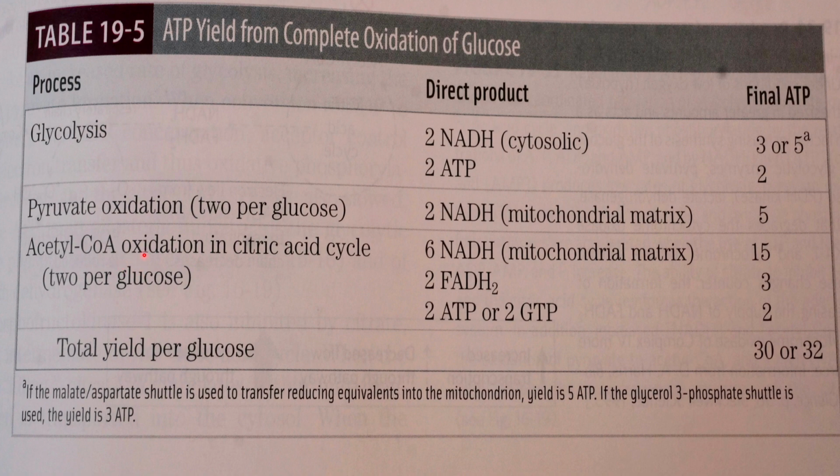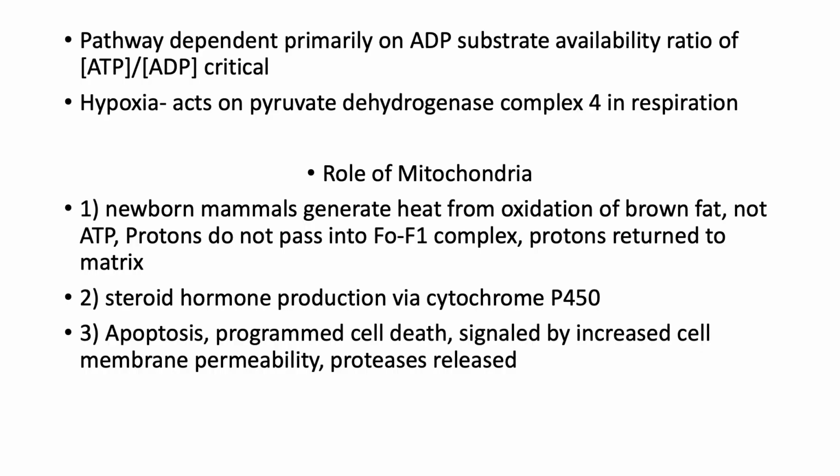Acetyl-CoA oxidation in the citric acid cycle gives 2 ATPs or 2 GTPs, 2 FADH2 at a 1.5 ratio, and 2.5 ratio for the NADHs. 6 of those times 2.5 is 15. So you get either 30 or 32 ATPs per glucose from complete oxidative phosphorylation of glucose. The pathway is dependent primarily on ADP substrate availability, so the ratio drives this reaction.